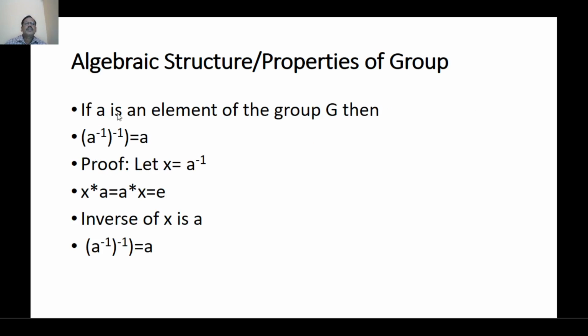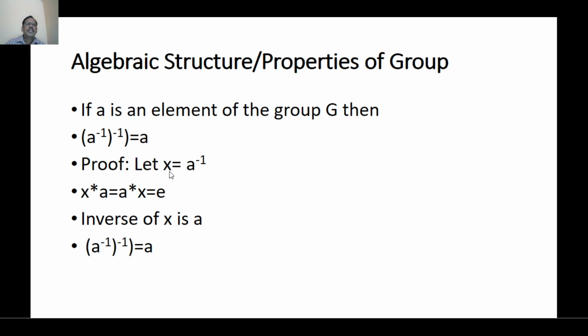Next one: if A is an element of a group G, then the inverse of the inverse of A is A. That means if you take the set of all integers, which is a group under addition, then minus 3 is the inverse of 3. So the inverse of minus 3 is 3. So 3 acts as the inverse of minus 3 and minus 3 acts as the inverse of 3. So that is, the inverse of the inverse of 3 is equal to 3.